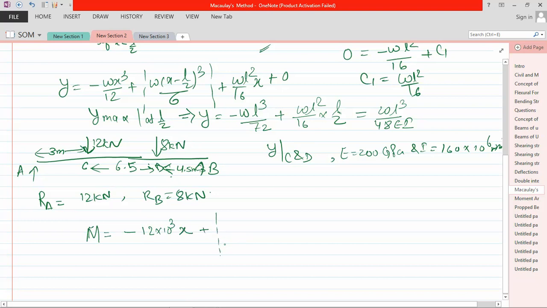what will be the other equation? The other equation will be 12 into 10 raised to the power 3 into x minus 3. This is 3, so x minus 3. Now another equation, that is 8 into 10 raised to the power 3 into x minus 9.5. Up to here, is it clear what I write? Please tell me if it is clear.